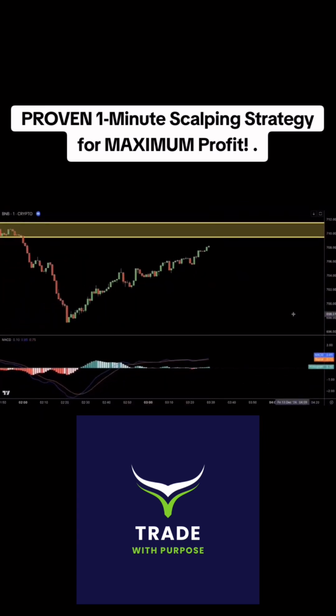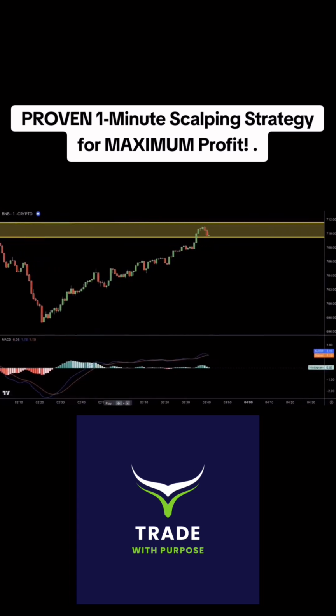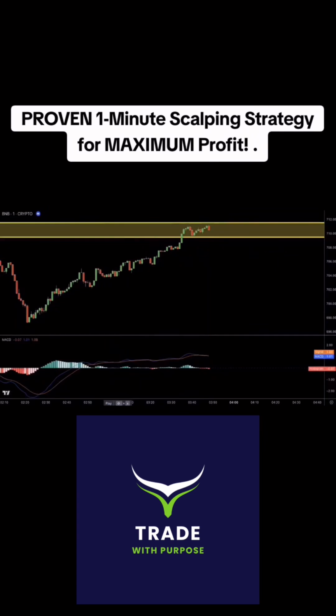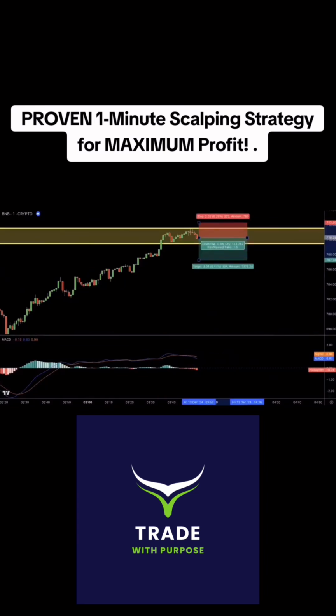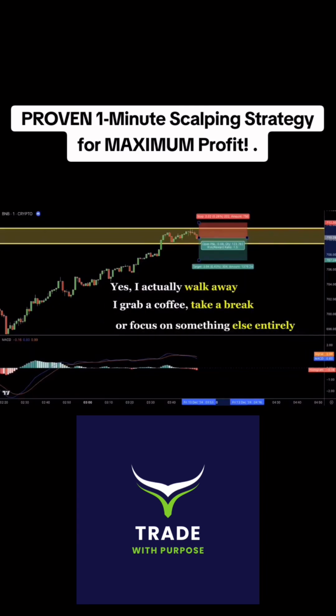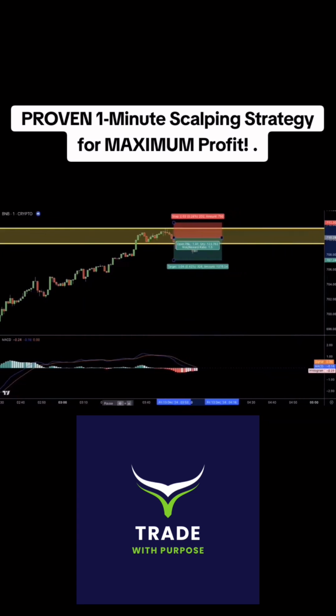From there, I switch to the 1-minute chart, patiently waiting for the market to reach the zone. The market touches the supply zone and gets rejected, confirming it as a valid level. Shortly after, I spot a bearish MACD crossover, providing the confirmation I need for the trade setup. At this point, I set my entry, stop loss, and target, and then I do something most traders struggle with. I step away. Yes, I actually walk away, I grab a coffee, take a break, or focus on something else entirely. I trust the process and let the market play out.